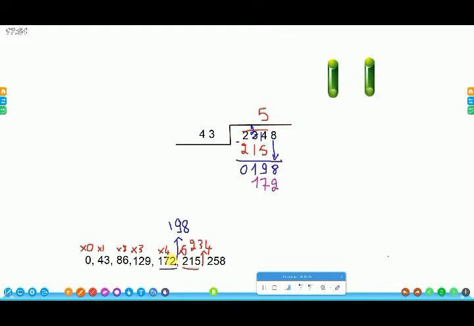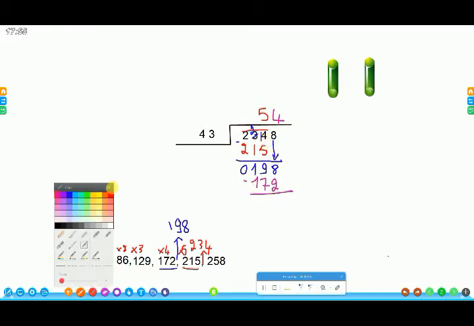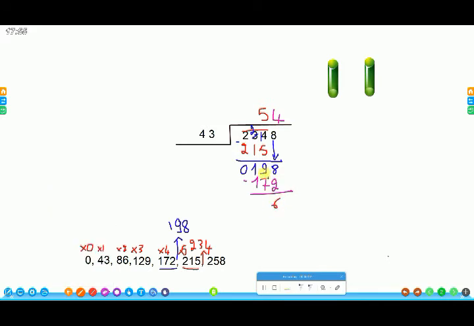And with 172, I can make 4 groups. So in the quotient, I write 4. Now I find the remainder. 8 minus 2 is 6. 9 minus 7 is 2. And 1 minus 1 is 0. I used all the digits in 2348. So there's no more digits to slide. So the remainder 26 is less than 43, so my answer is correct, and it's 54, remainder 26.